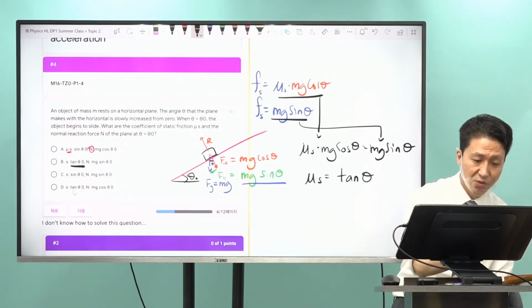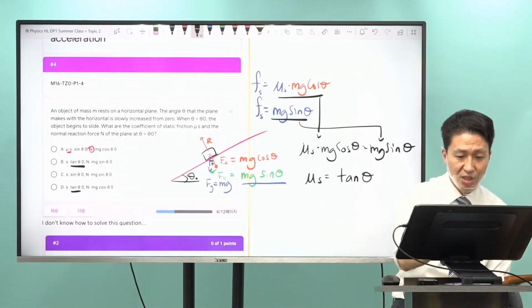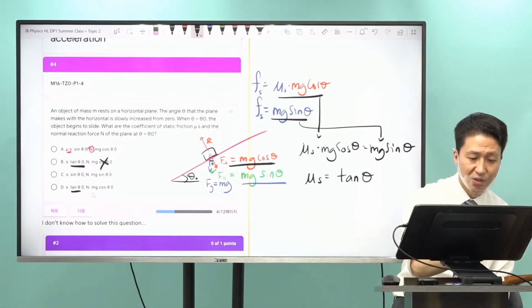So it has to be either this one or this one, right? Second thing is, well, you know, the reaction force must be equal to this one, right? So it cannot be sine, it must be this.